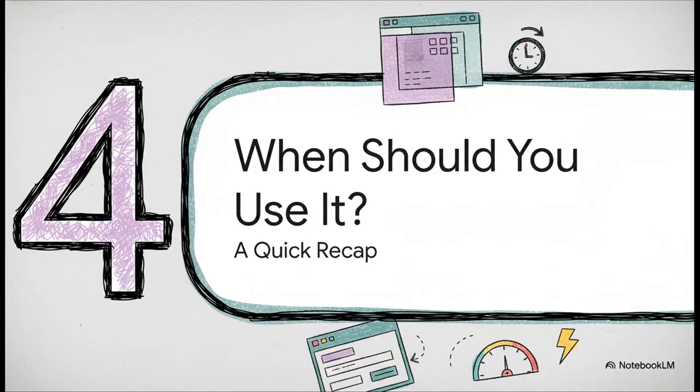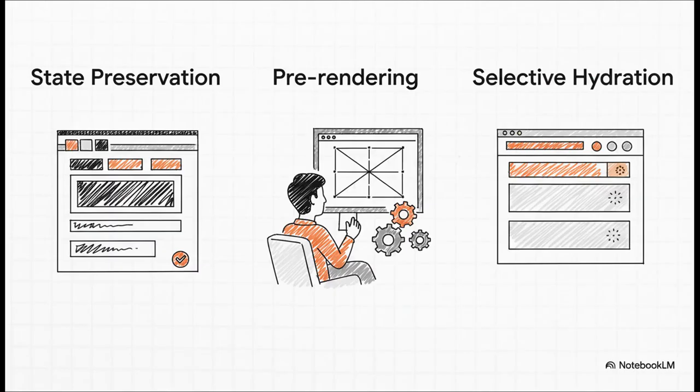Okay, so we've covered a ton of ground. Let's do a quick recap. When should you actually use this thing? It really boils down to three main things. First, state preservation. Use it for tabs, sidebars, pop-ups, anywhere you want to keep UI and form state intact. Second, pre-rendering. Use it to get content ready that the user is probably going to look at next, so you get those instant seamless transitions. And third, selective hydration, to make that initial page load feel way more responsive by chunking up your UI.